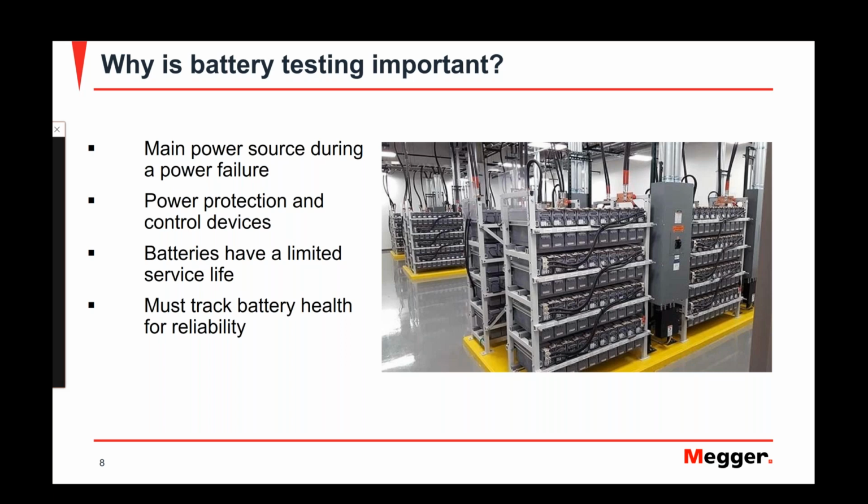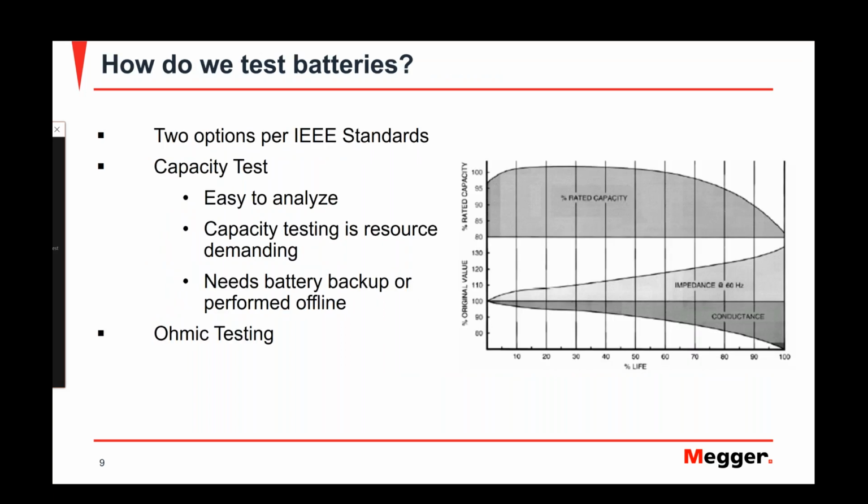This is why it's important that we track the health of our battery so that we can predict battery failures and plan maintenance actions to extend the lives of our batteries. So to be able to do this, we have 2 options per IEEE standards. We have the capacity test, which is the main option, and a capacity test or load test is an easy to analyze test. Whenever we're done doing this test, we are going to know the true capacity of our batteries. However, there is some drawback.